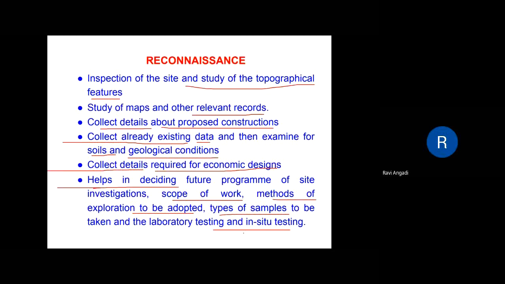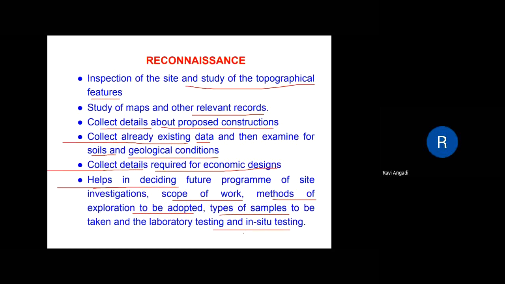And even the depth of groundwater table as observed in the wells, if it is present near the site, then observe the depth of groundwater table or its fluctuations by inspecting the site. And even the drainage pattern existing at the site, that also you can note down. And the type of vegetation existing at the site, so if a thick forest is present near the site, that also you have to take into account.